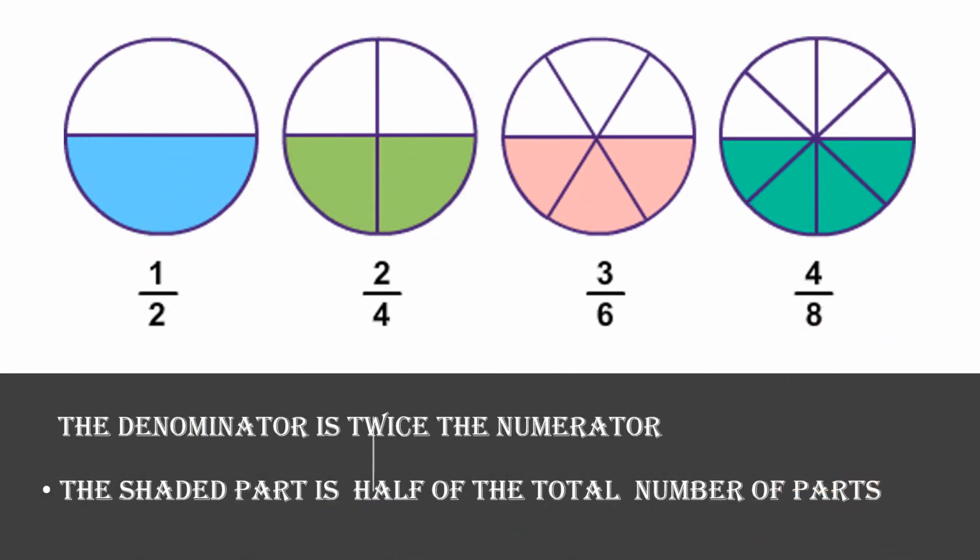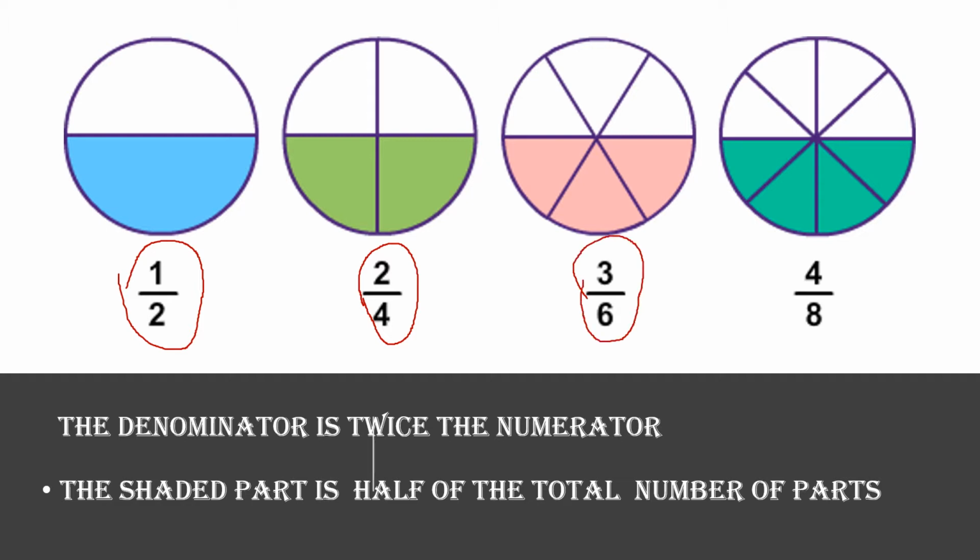Okay, so let's see the first circle. In the first circle, there are two parts and one part is shaded. So the shaded fraction is 1 by 2. If we look at the second figure, there are four parts and two parts out of four are shaded. So that shaded fraction is 2 by 4. If we look at the third figure, there are six parts and three parts are shaded. So the shaded fraction is 3 by 6.